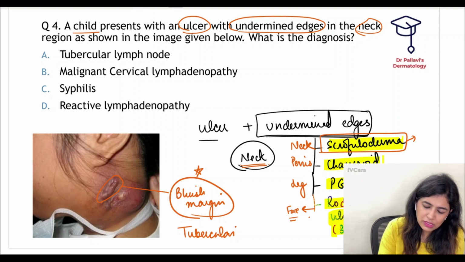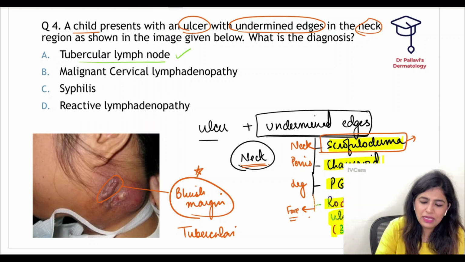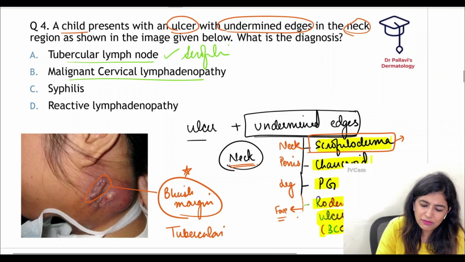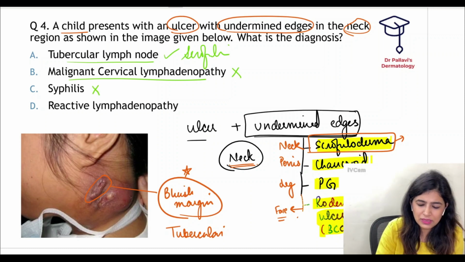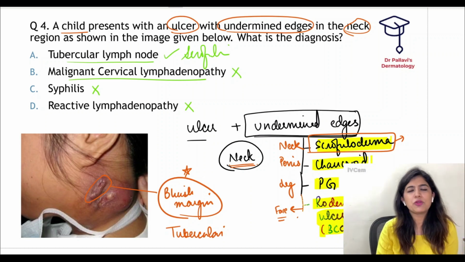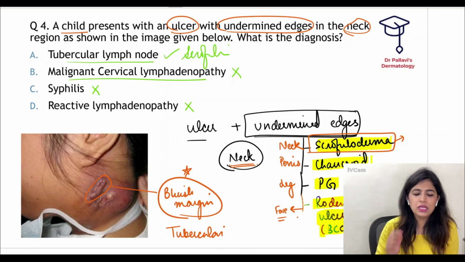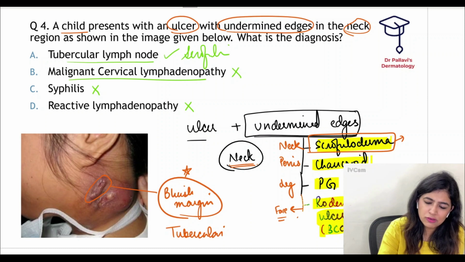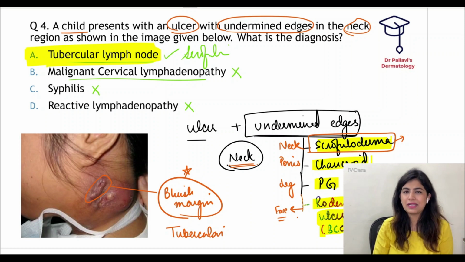In our options, what are they given? Tubercular lymph node, definitely, it means Scrofuloderma here. Malignant cervical lymphadenopathy will not present with undermined edges. Syphilis will not present like this, and reactive lymphadenopathy will not rupture on the skin. So these 3 options are ruled out, making option A, that is tubercular lymph node or Scrofuloderma, our answer here.